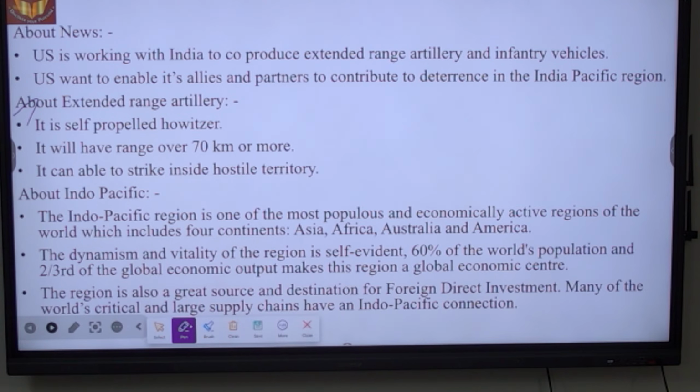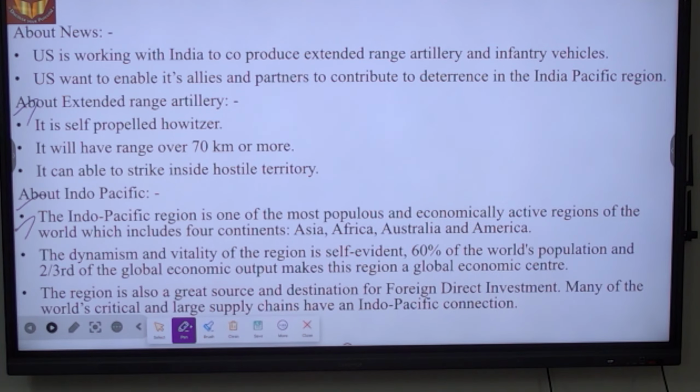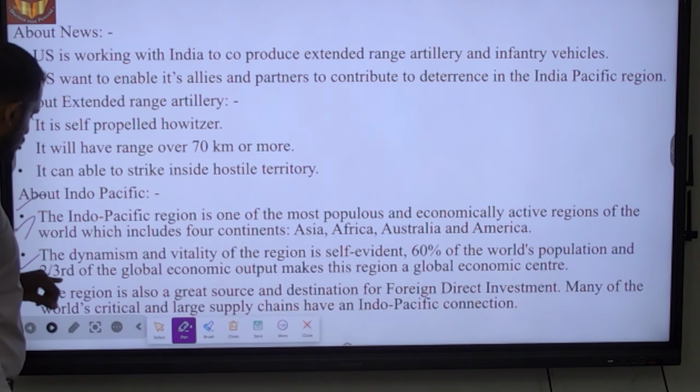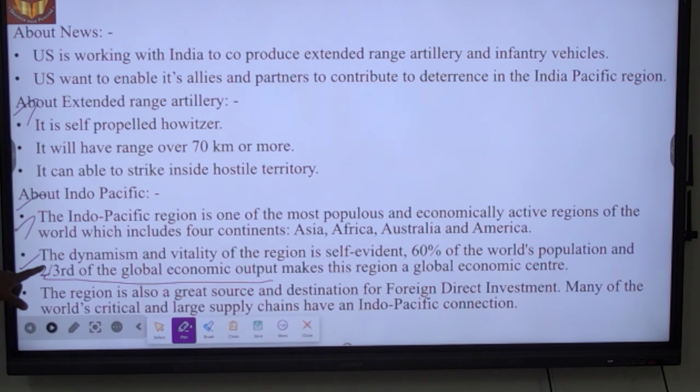So what is this Indo-Pacific region? Why is it given so much importance across the world? Because the Indo-Pacific region is one of the most populous as well as economically active regions in the world, which includes 4 continents: Asia, Africa, Australia as well as America. The dynamics and vitality of the region is self-evident because 60% of the world population and 2/3 of the global economic output makes this region a global economic center. Nearly 2/3 of the economic output is produced in this region only.